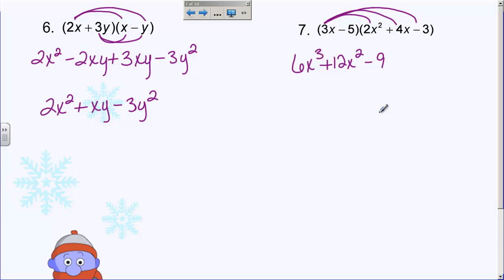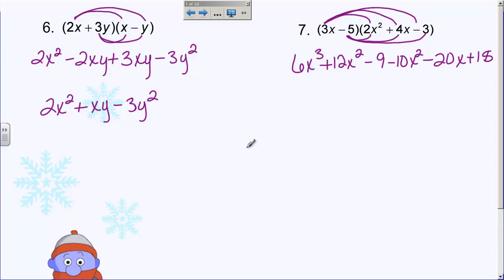So I have distributed once. So now let's do our negative 5. So I have negative 5 times 2x squared is negative 10x squared. And then negative 5 times 4x becomes negative 20x. And then negative 5 times negative 3 becomes positive 15.